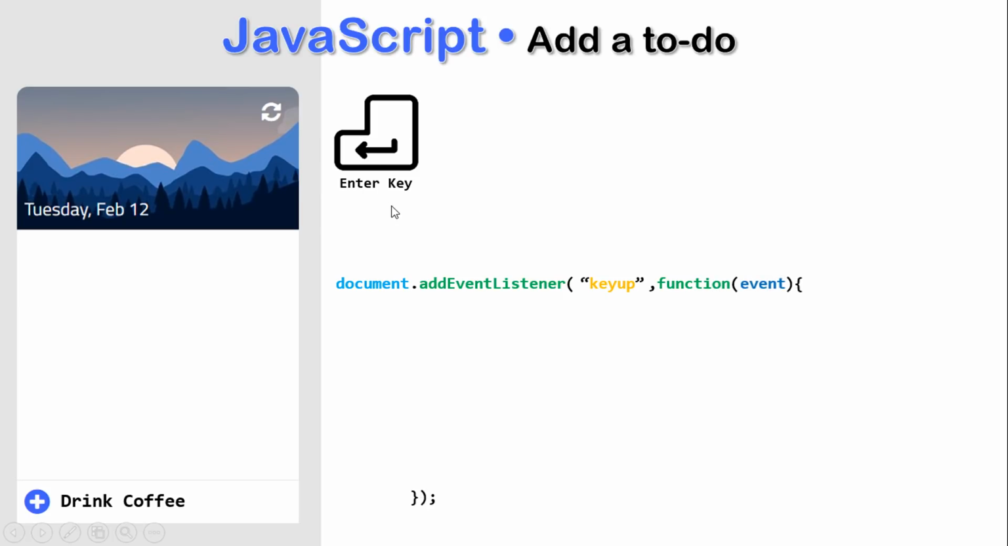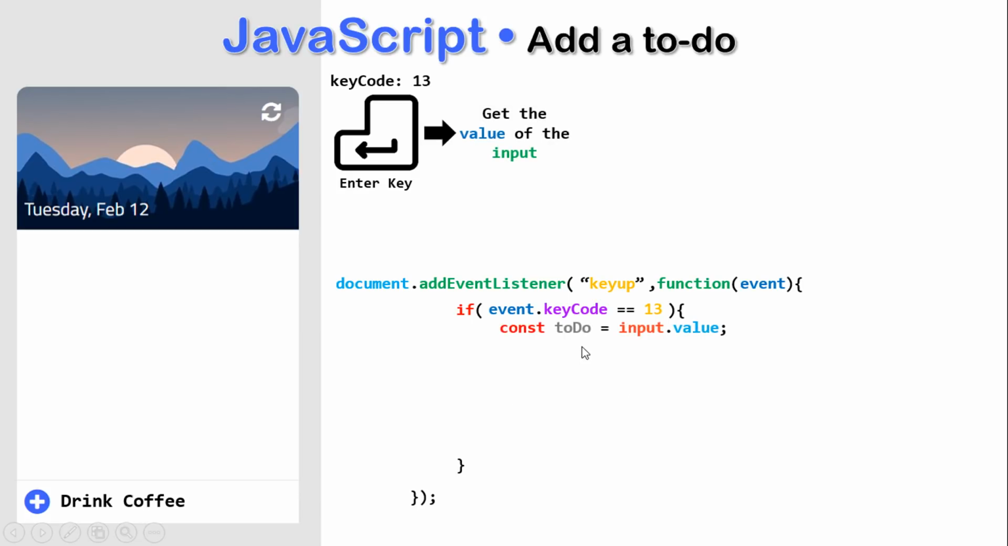Now every key on the keyboard has a key code. For example, the enter key has the key code 13. Now I will just say if the event.keyCode is 13, then we know for sure that the user pressed the enter key. Now if it's true, we will get the value of the input. So we will create a constant called toDo equals input.value. If you remember, we selected our input field using this line of code.